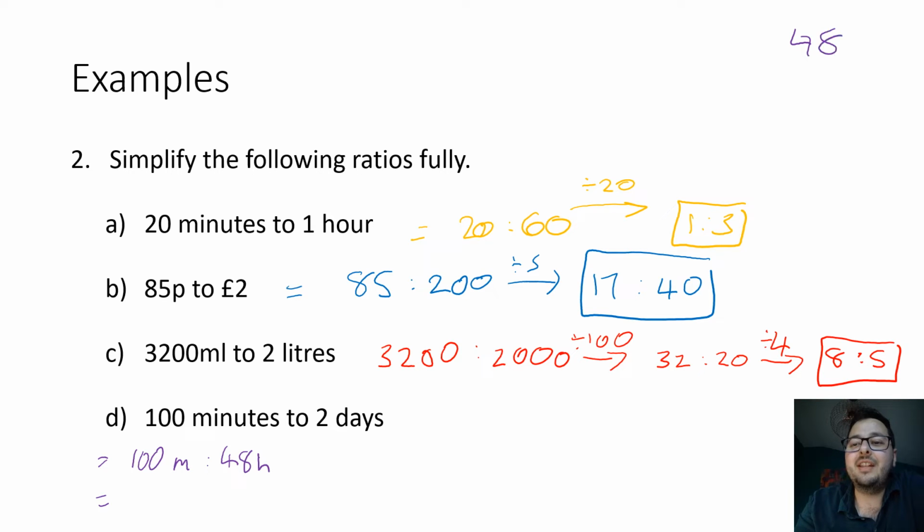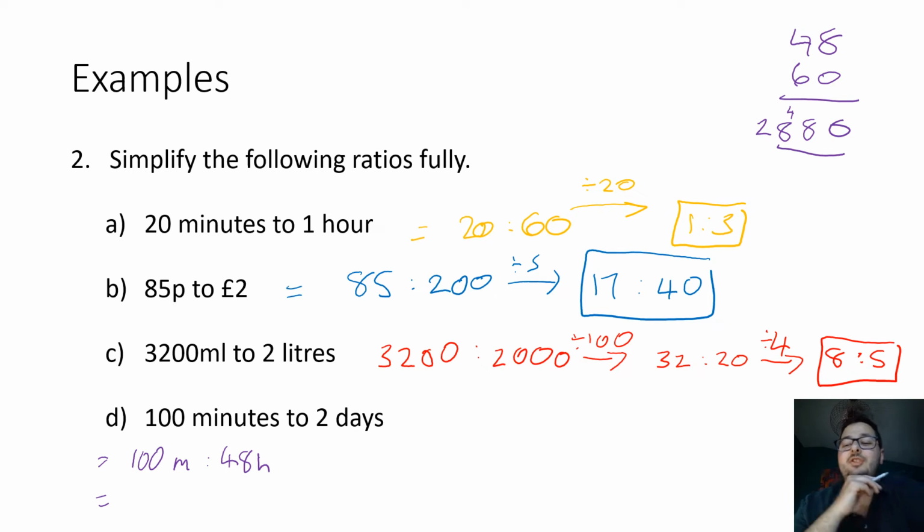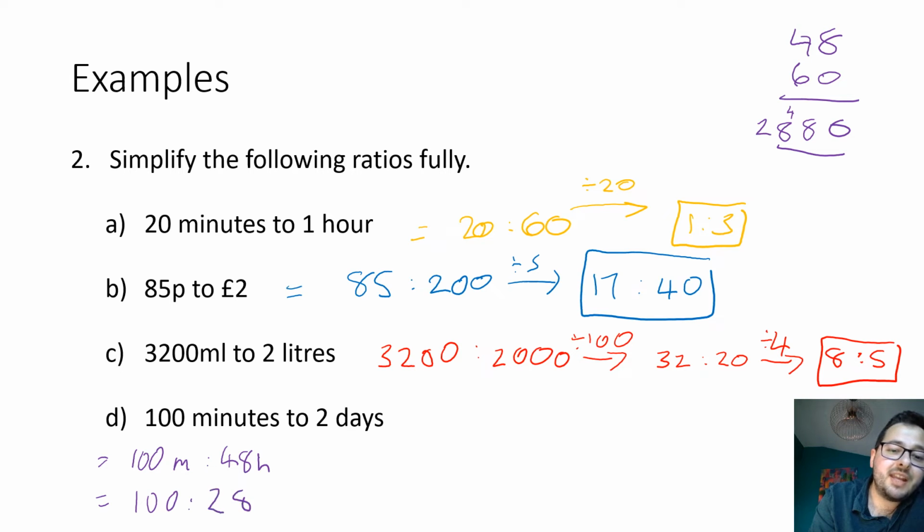There are 60 minutes in an hour, so we want to do 60 times 48. So I tell you what, let's just do it like that. So you're going to get a 0. 8 times 6 is 48, and 4 times 6 is 24, plus the 4 is 2,880. So hopefully that is correct. All right then. So yeah, I'm happy with that. It's 2,880. So it's 100 to 2,880. Now let's simplify this.